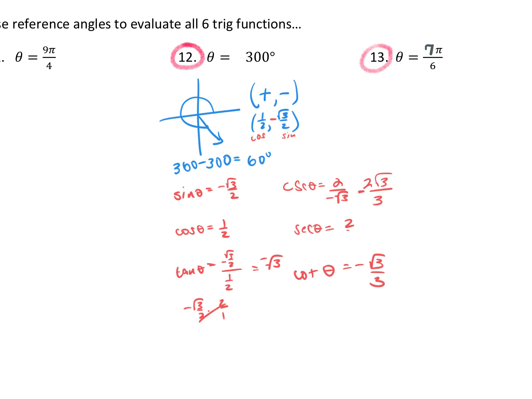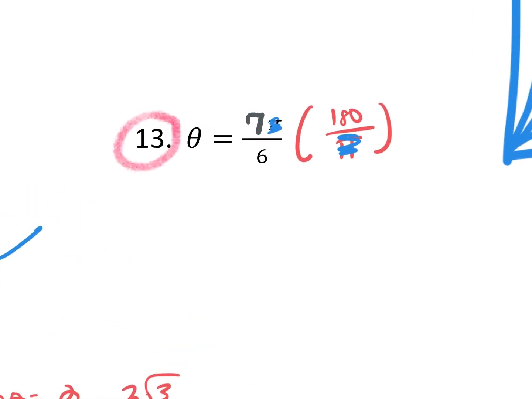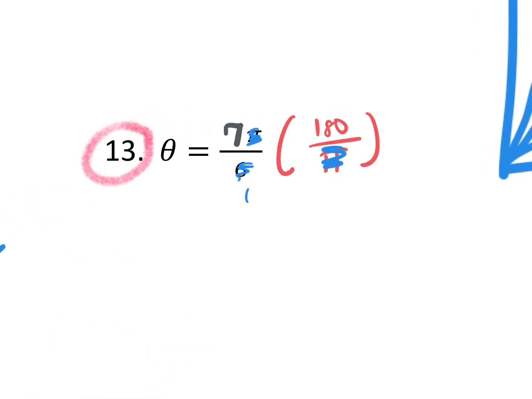All right, look at 13. Again, let's convert first. When you are asked to use reference angles, it will be an angle that's in the first quadrant. If you do your math wrong, don't come up and tell me I did something wrong. You did something wrong, so just pay attention. You guys have a calculator, okay? Our pi's are canceling. All right, guys, let's finish up. Here we go, look. 6 goes into 180, how many times? 30? What is 7 times 30?